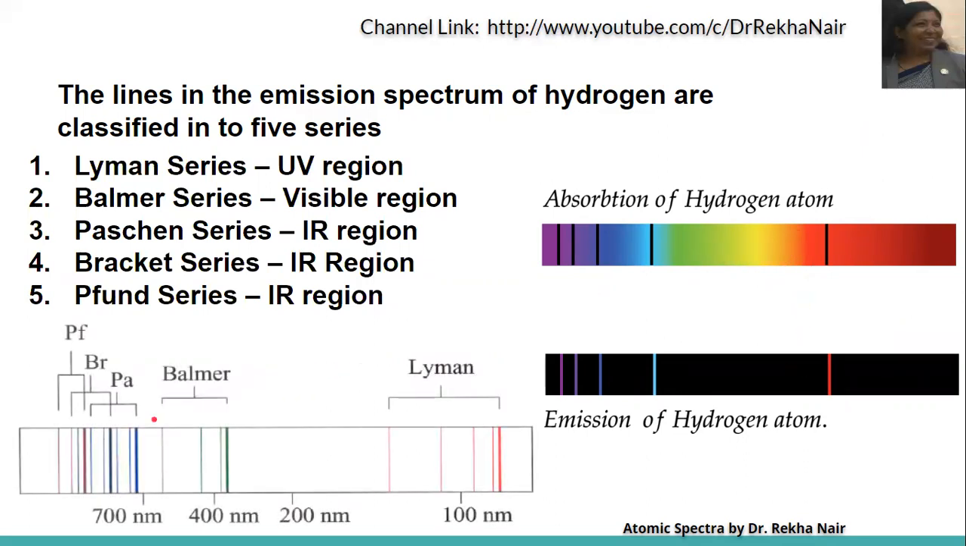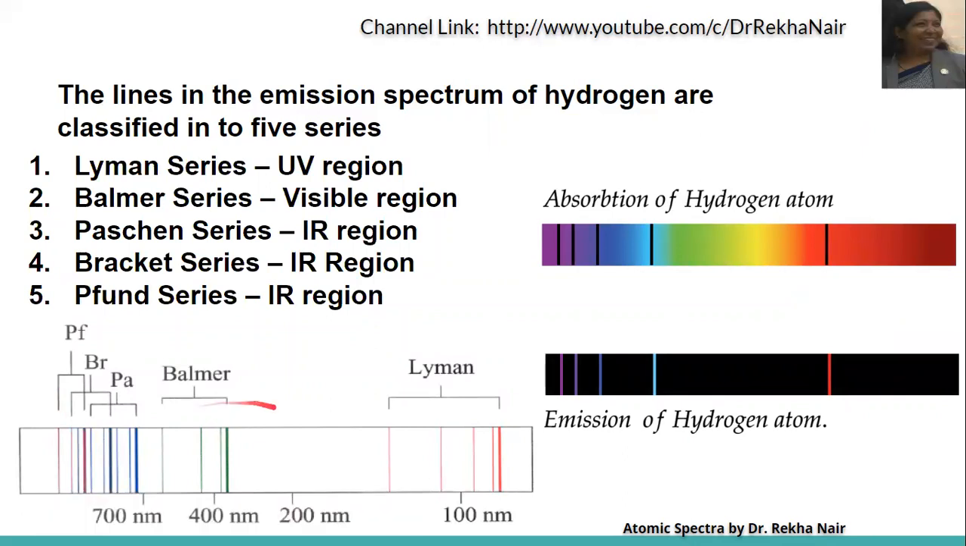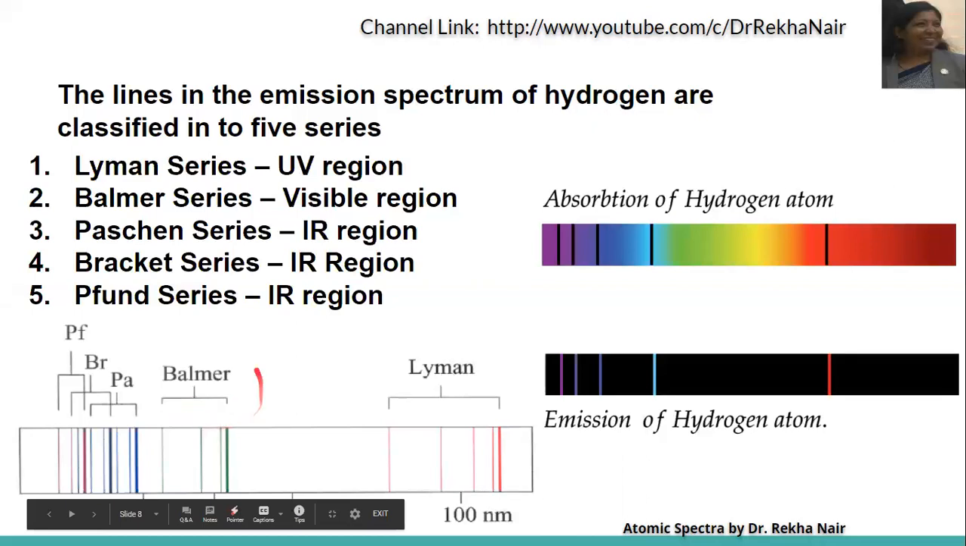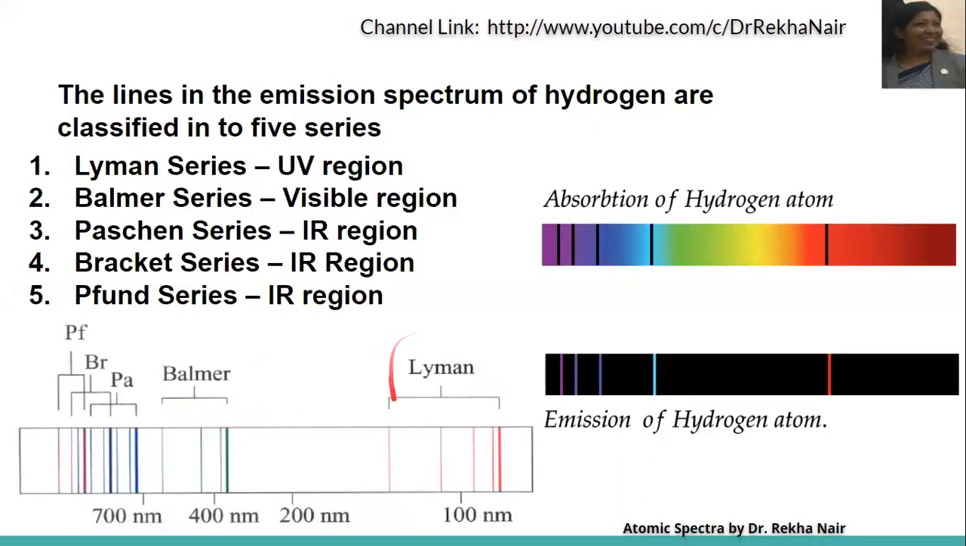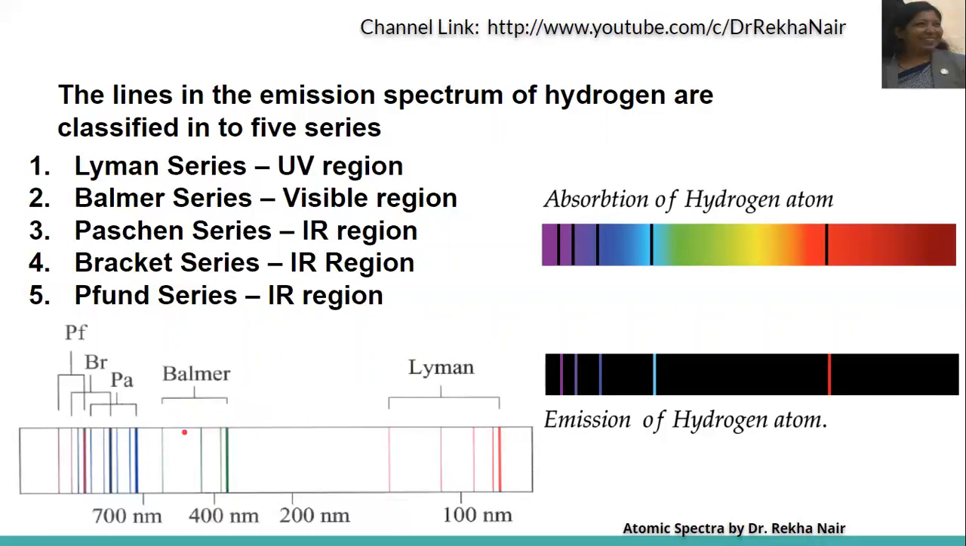Here we can see the detailed diagram for the Lyman series. This is the Lyman series, this is the Balmer series, Paschen, Brackett, and Pfund series. These are in the IR region, the Balmer series is in the visible region, and Lyman is in the ultraviolet region. You can see the wavelengths 100 nanometer, 200 nanometer, 300 nanometer, 400 nanometer. Around 400 nanometer we have the Balmer series, and near 700 nanometer we have the Paschen, Brackett, and Pfund series. It is in the IR region.